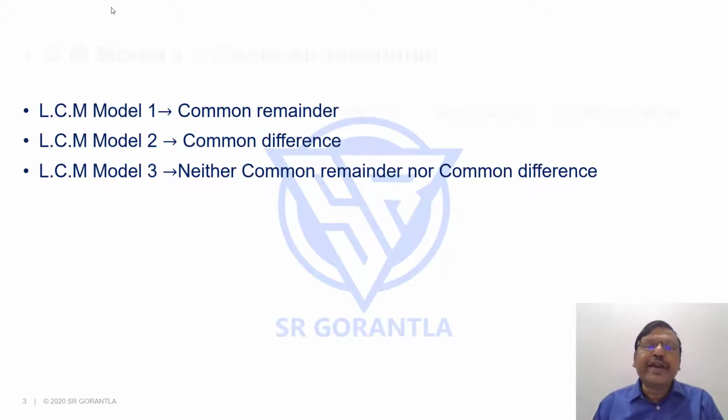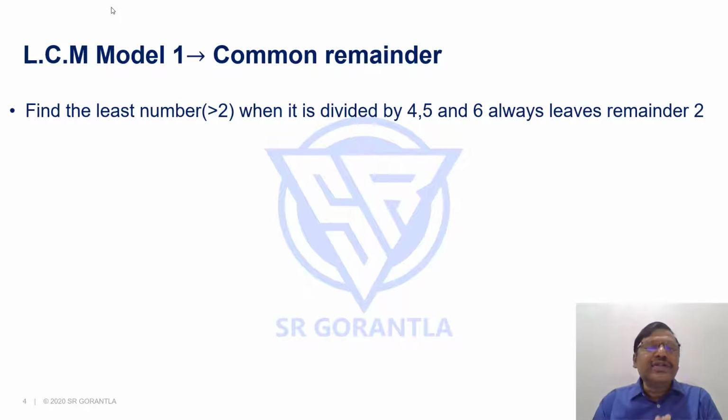Let's start with model 1. A common remainder question can be as simple as this. Find the least number greater than 2 which, when divided by 4, 5 and 6, always leaves remainder 2.